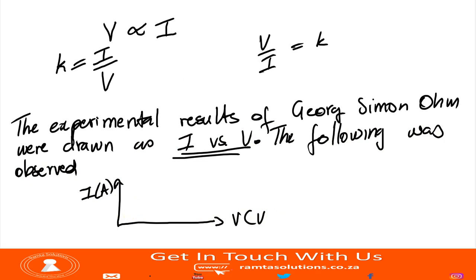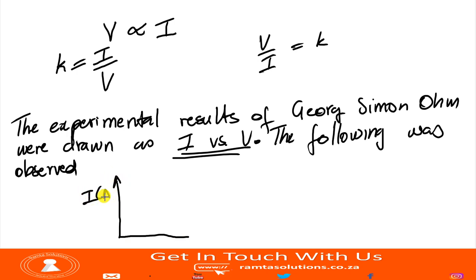What you do is like this. In fact, this is super small. Let me make it a bit longer. It's better this way. Current in ampere and voltage in volts. So the results were a straight line, right? Remember, for quantities to be directly proportional, they must vary in a straight line, okay?